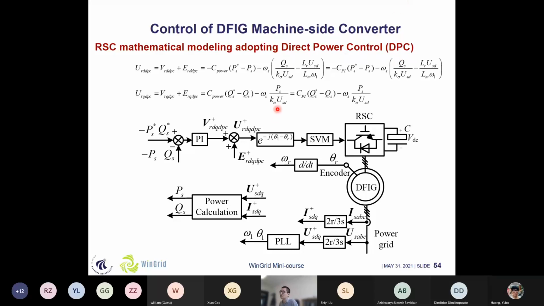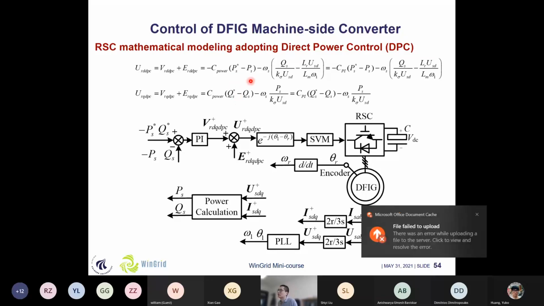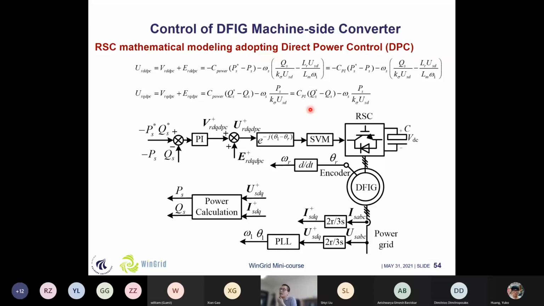But if we use direct power control, the load voltage can be directly expressed in terms of the active power or reactive power from the stator side instead of the load current. In this way, we need only one loop instead of the dual loop structure. If we take a look at the modeling for the load side converter, we use power as the reference and can directly use power as the feedback. Then we can use only this single loop system to achieve direct power control.